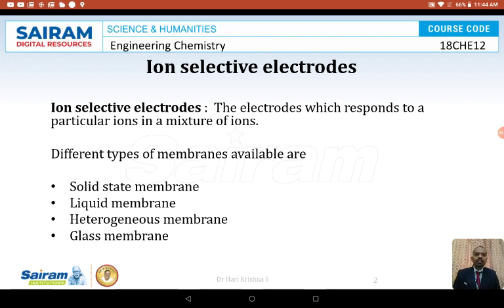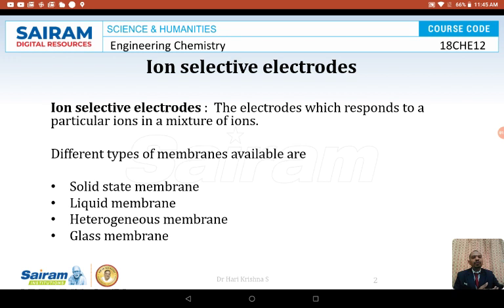Ion selective electrodes are a type of reference electrode which responds to the concentration of only one specific type of ion, even when dipped in a solution containing a mixture of ions. For example, a solution may contain Na+, H+, lithium ions, Cl- ions, etc. If we are supposed to determine the concentration of Cl- ion itself, we design an electrode for that.